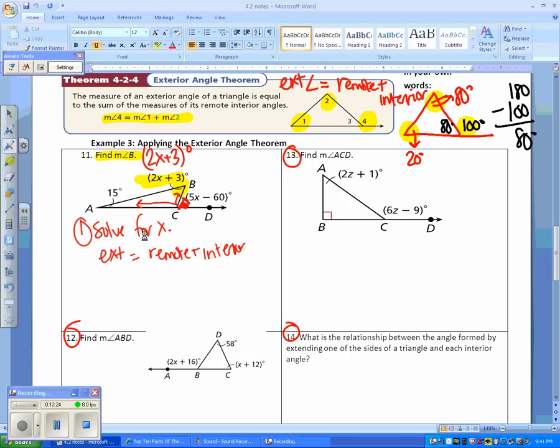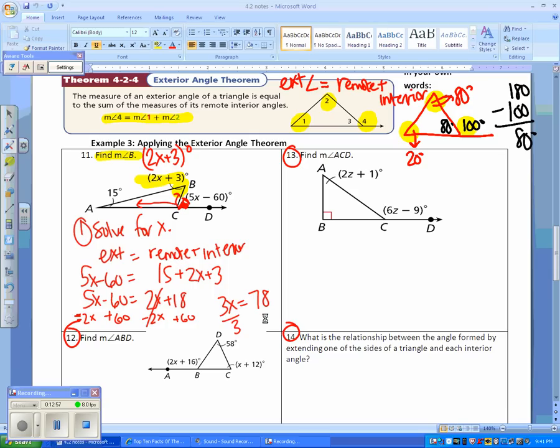Okay, so my exterior angle is the 5x minus 60. My two remote interior angles are the 15 and the 2x plus 3. And now we're going to solve for x. So 5x minus 60, I'm going to combine like terms, equals 2x plus 18. I'm going to subtract the 2x and move it over. I'm going to get rid of this 60 by adding it. And so now I have what? I think I have, this is what's negative. So I have 3x equals 78.